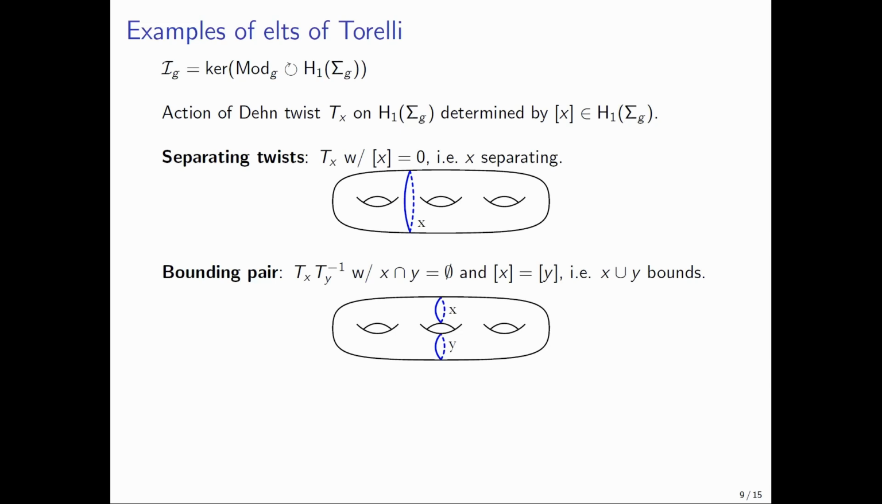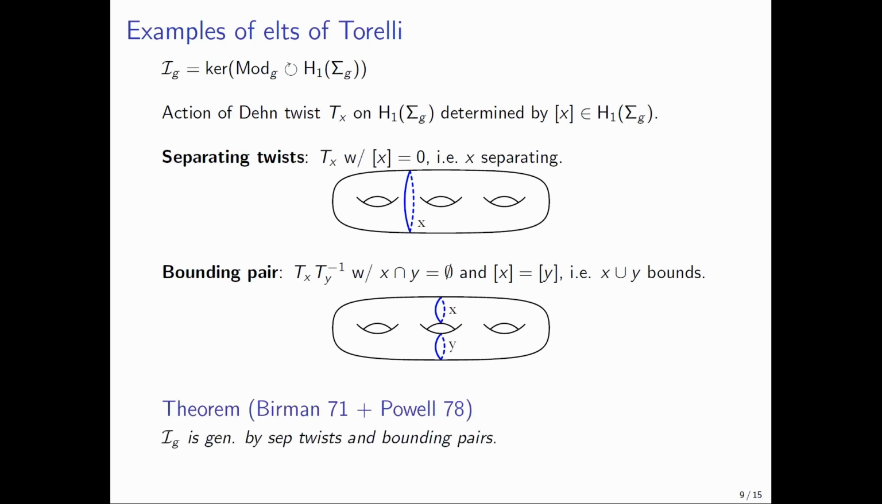And so therefore T_X and T_Y do the same thing to homology, right? And so if I do T_X T_Y inverse, I've done something to homology, then I've undone it. And so therefore T_X T_Y inverse lies inside the Torelli group. This is what's called a bounding pair map. You can see it's a pair of disjoint curves that bounds. And so that's why it's a bounding pair map.